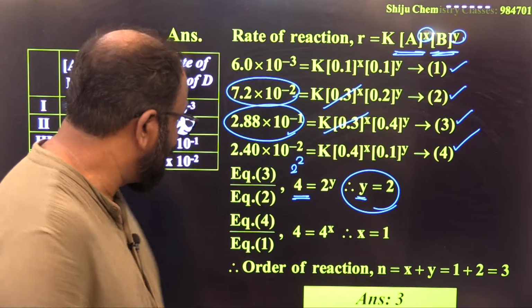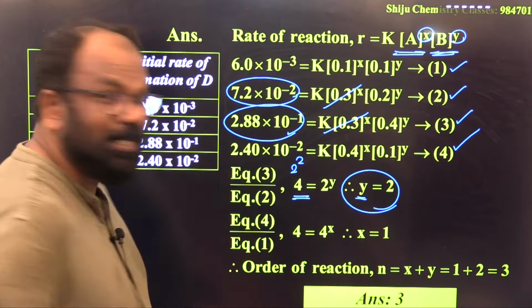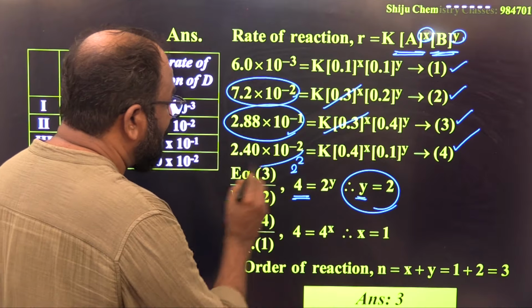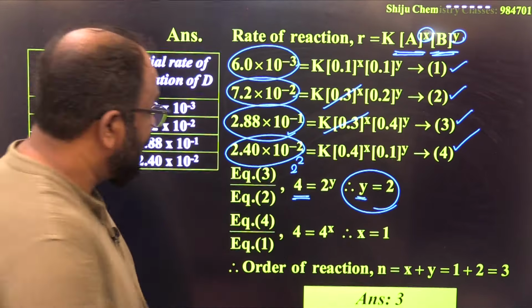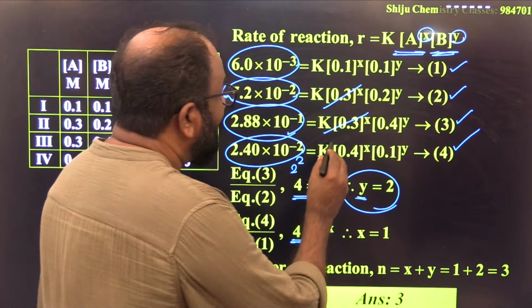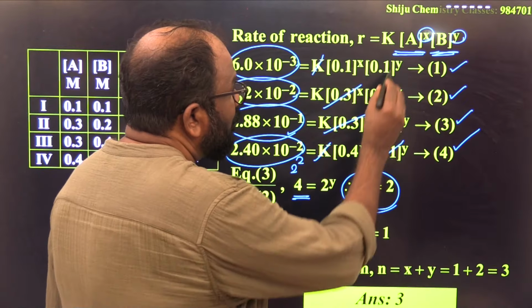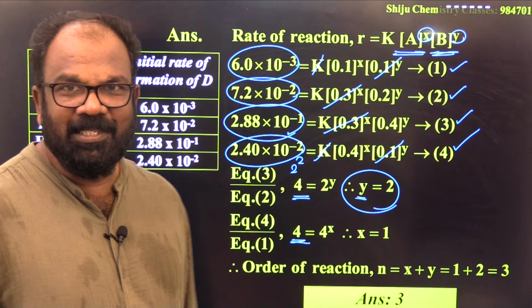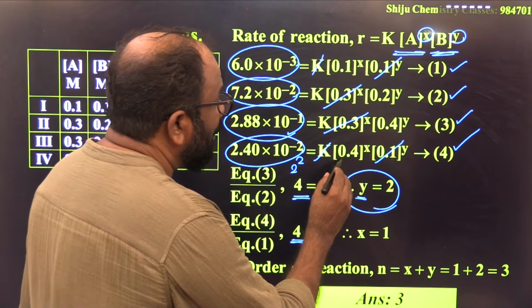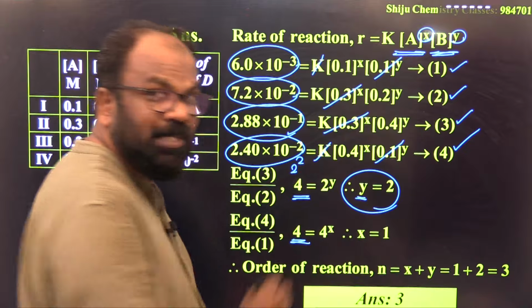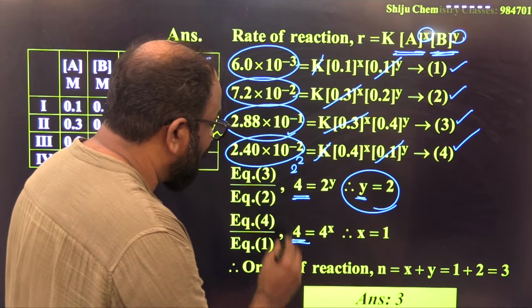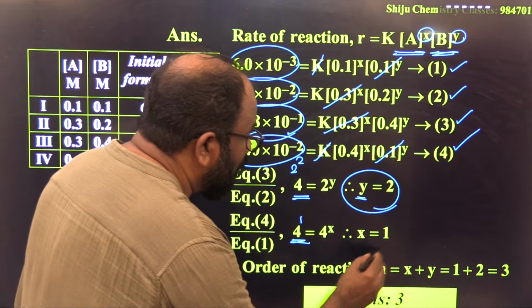Then if you divide equation number 4 by equation number 1, that is 2.4 into 10 raised to minus 2 by 6 into 10 raised to minus 3, that is also 4. Here k and 0.1 raised to y are common terms, they cancel each other. And the remaining 0.4 divided by 0.1, that is 4 and its power is x, that is 4 raised to x is equal to 4, that is x is equal to 1.